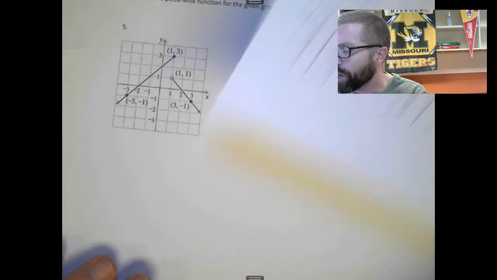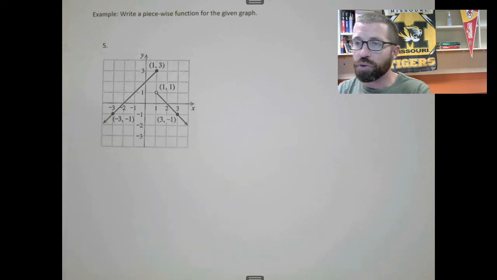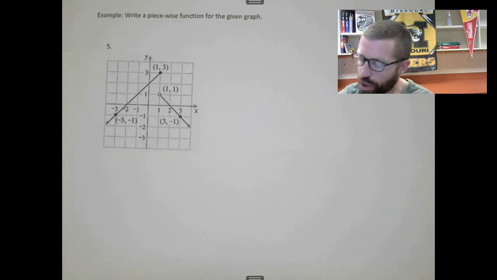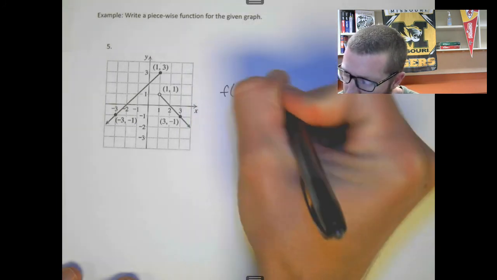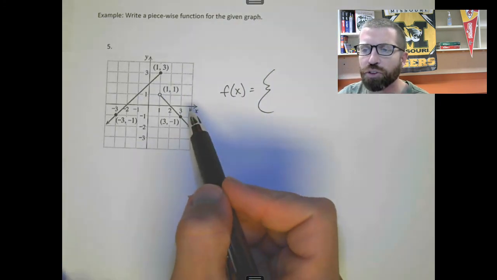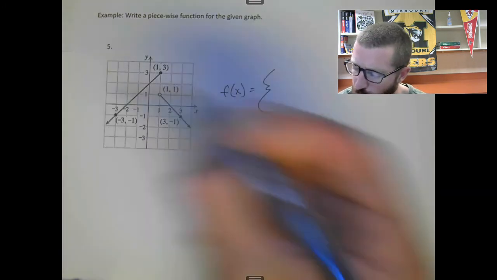Okay, and then I want you to go ahead and try this one on your own here. You want to write a piecewise function for the graph. Okay, so think about the pieces. There are 2 pieces. There's this line here and this line here. And I would just worry about the equation of the line first. And then we'll worry about the rule.